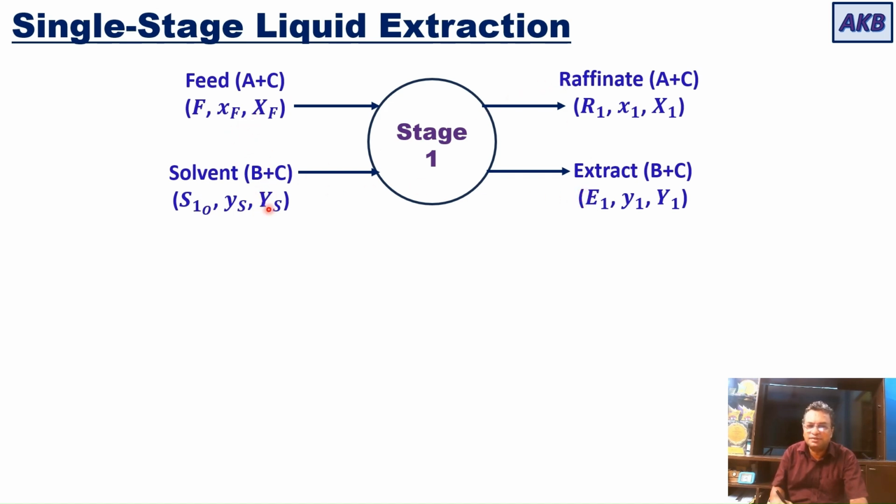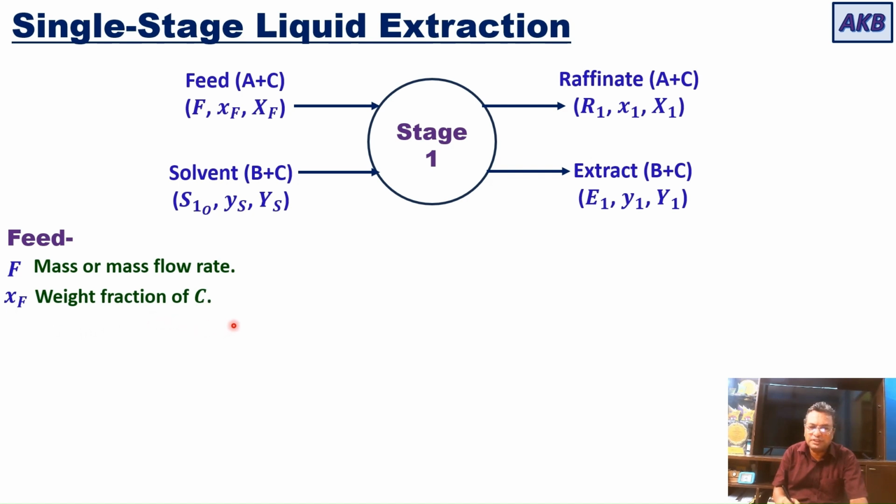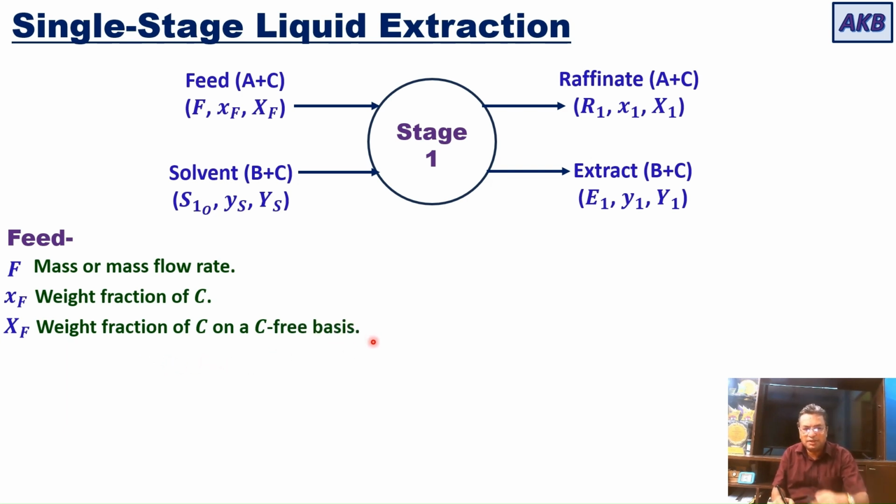Now let us understand what are the notations that we will use. For feed, F is its mass or mass flow rate: mass if it is a batch operation, mass flow rate if it is a continuous operation. Then small xf is the weight fraction of C in the feed, and capital XF is the weight fraction of C on a C-free basis. I have discussed what are these concentrations, weight fraction of C on a C-free basis, that is, weight fraction of solute on a solute-free basis, in my previous video. You please watch that video.